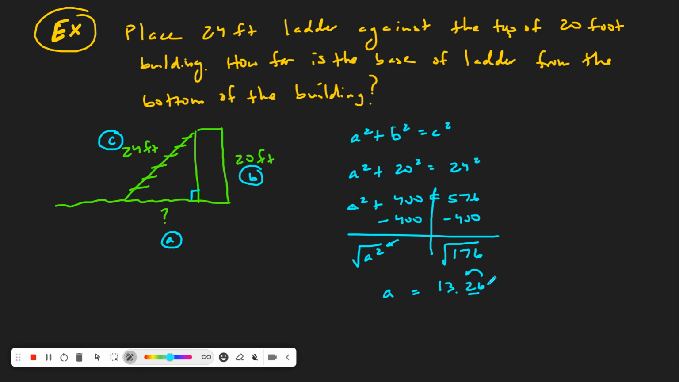We look at that 6. That 6 is bigger than 5. So because that 6 is bigger than 5, it will make the 2 become a 3. And your answer is 13.3 feet. And that is how far the base of the ladder should be from the bottom of the building.